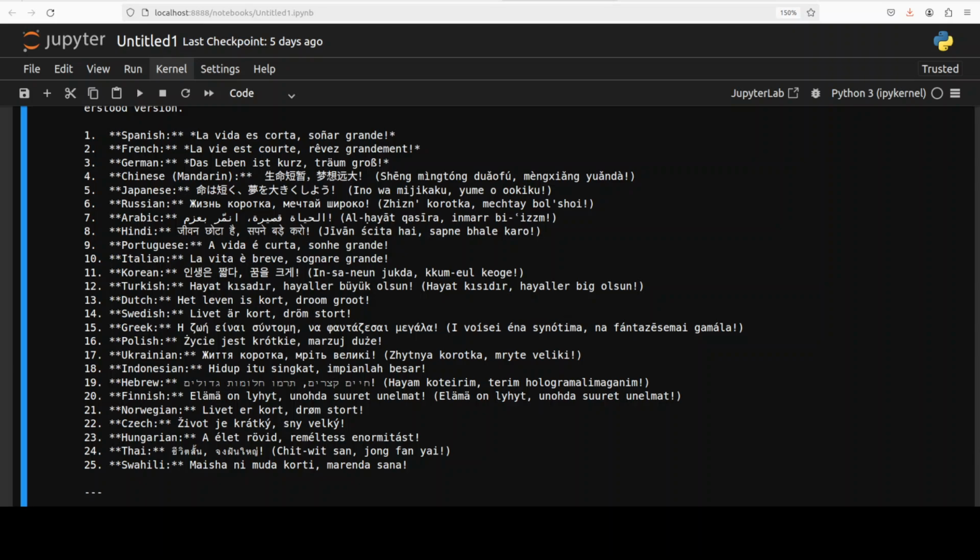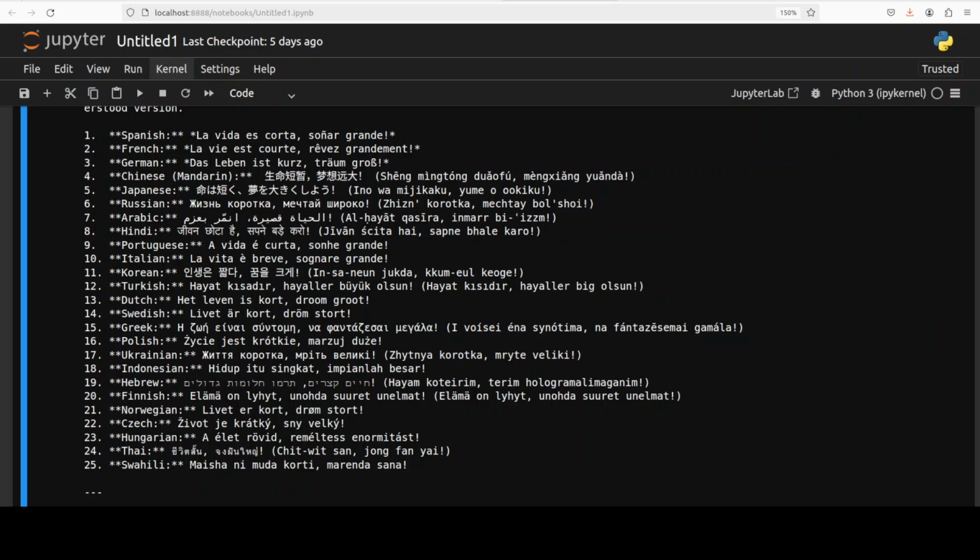Hindi is okay, but could be better, I guess. Portuguese, good. Italian, no. Korean, Turkish. Korean is no. Turkish, Dutch, Swedish looks okay to me, as per Google Translate, by the way. Greek, Polish, Ukrainian, nope. Indonesian, maybe okay. Hebrew, no. Finnish, no. Norwegian, okay. Czech, no. Hungarian, no. Thai, yes. And Swahili is also not correct.